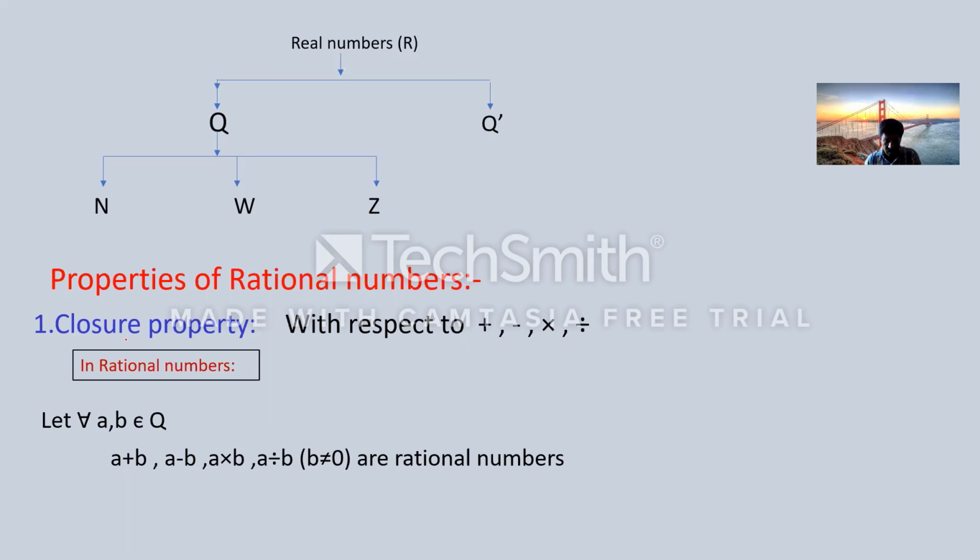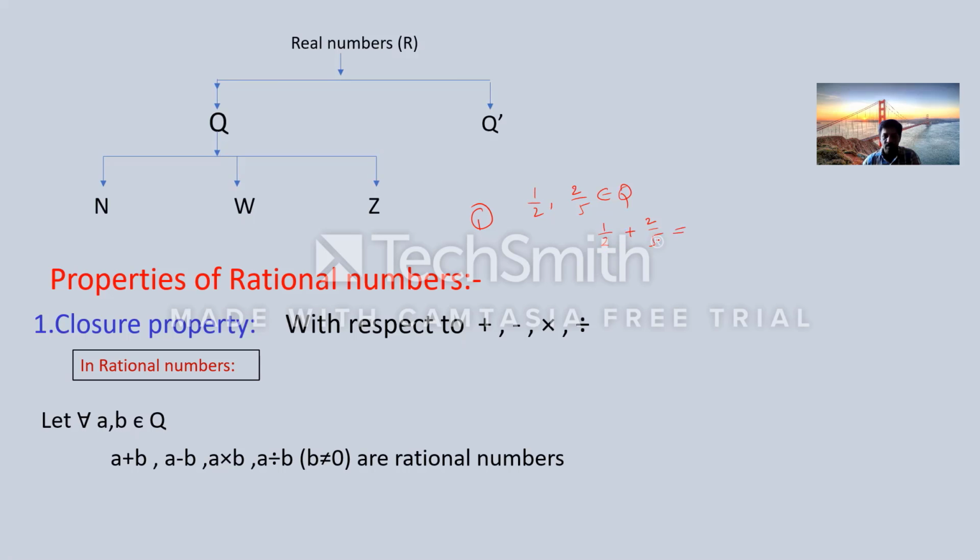Now first let us take 1/2 and 2/5. These two are rational numbers. If we add these two numbers, we have to verify whether the result is rational or not. 1/2 plus 2/5.